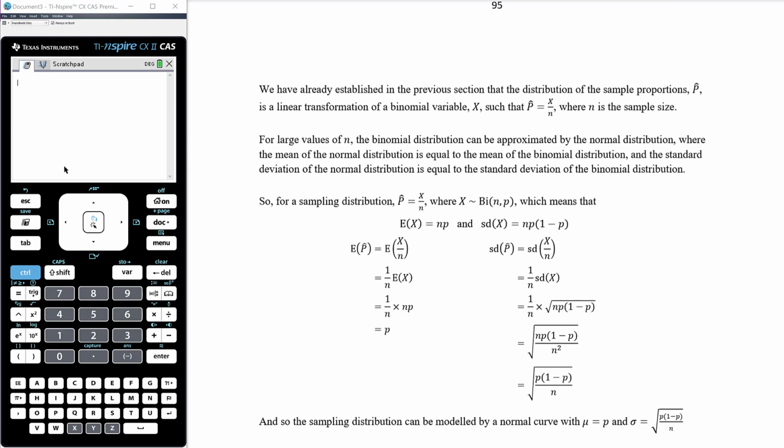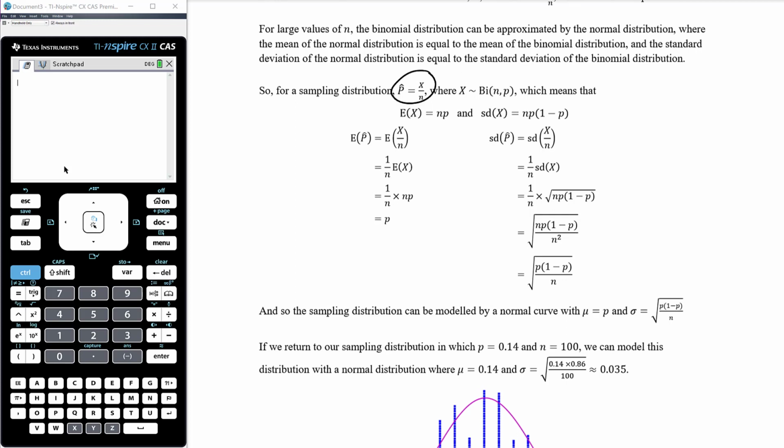So when we approximate the binomial distribution using the normal distribution, the mean of the normal distribution is equal to the mean of the binomial distribution, which we already know is p, and the standard deviation of the normal distribution is equal to the standard deviation of the binomial distribution, which we already know is the square root of p times 1 minus p over n. So for a sampling distribution, p hat is x over n, where x is a binomial variable. We already know that the expected value of x is np, which means the expected value of p hat is p. We've already looked at this, and the standard deviation of p hat is the standard deviation of x times 1 over n, which is this. So those are formulas we already know.